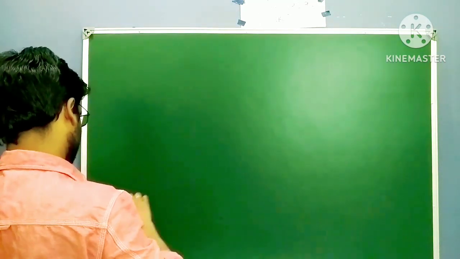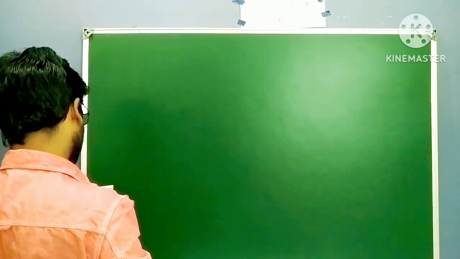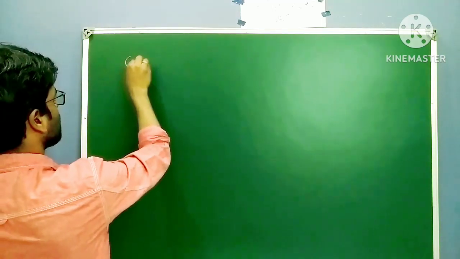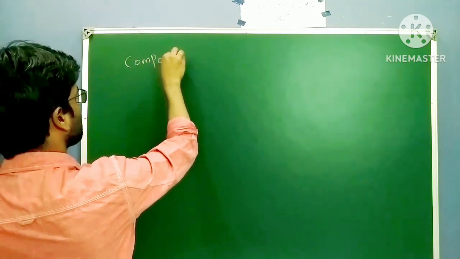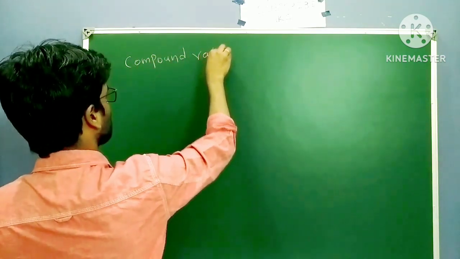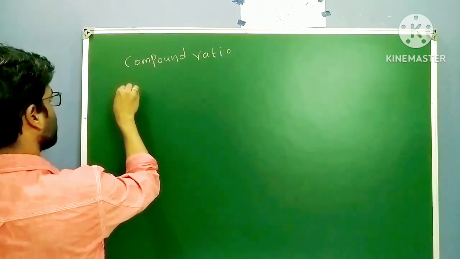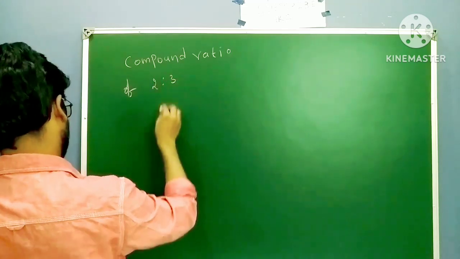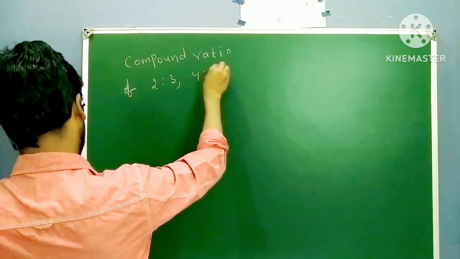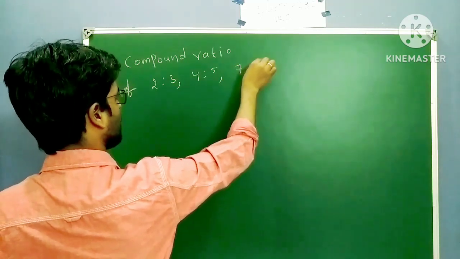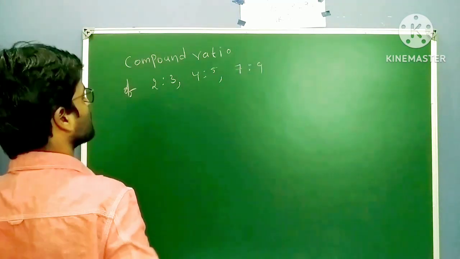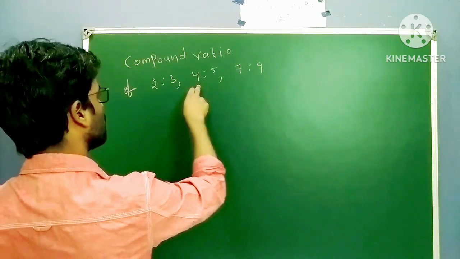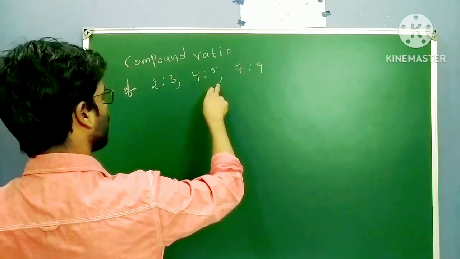So this is the way to do this type of questions. Next one. Next important question, compound ratio. What is compound ratio? The compound ratio of 2 is to 3, 4 is to 5, 7 is to 9. Whenever the examiner asks about the compound ratio, what you have to do? Simple, you take 2, 4, 7 is to 3, 5, 9.